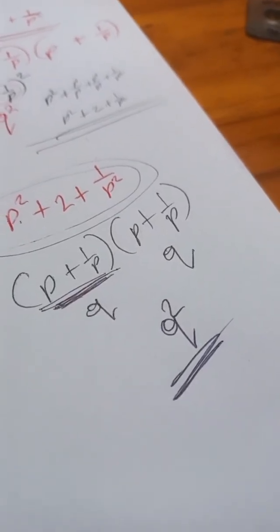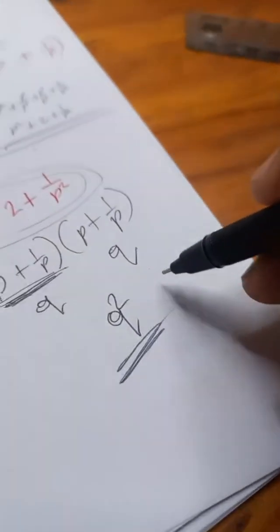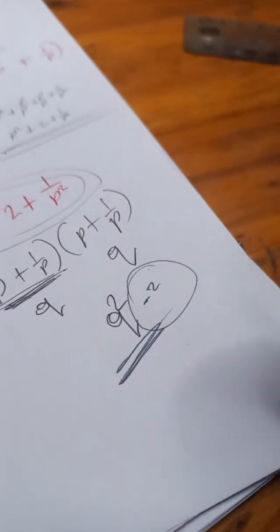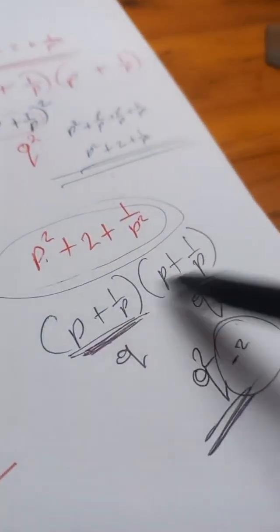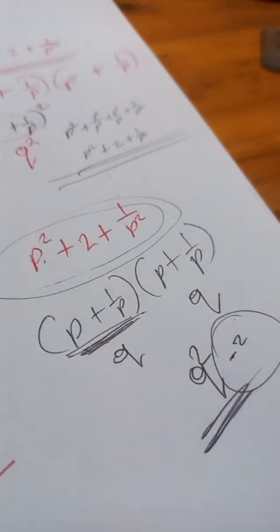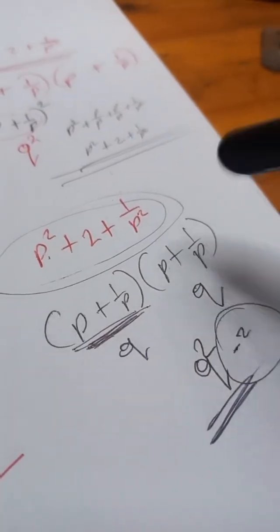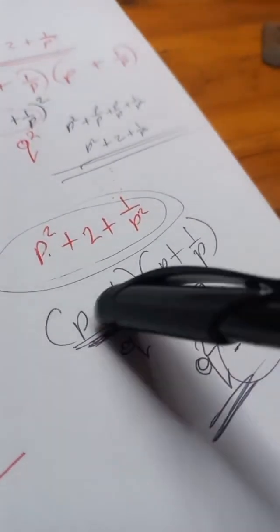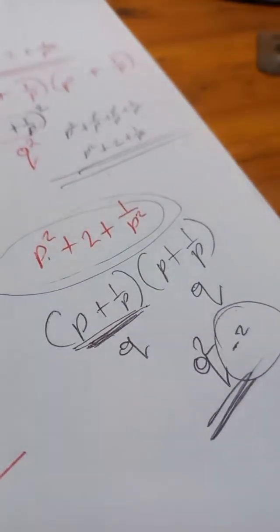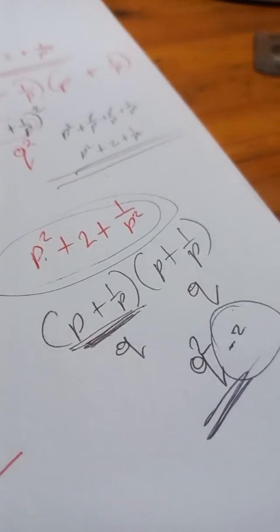I saw you wrote Q minus 2. The minus 2 is very wrong. The reason is, if we simplify here, this 2 is going to come up. If you simplify properly here, this 2 is coming. It will be there.